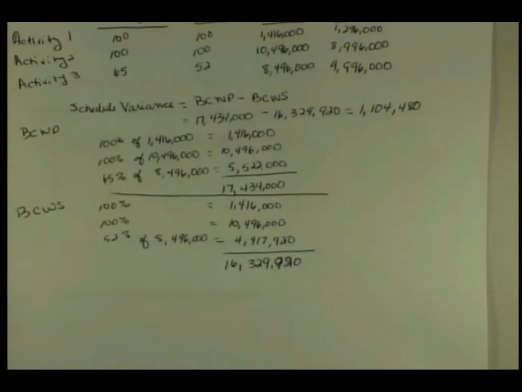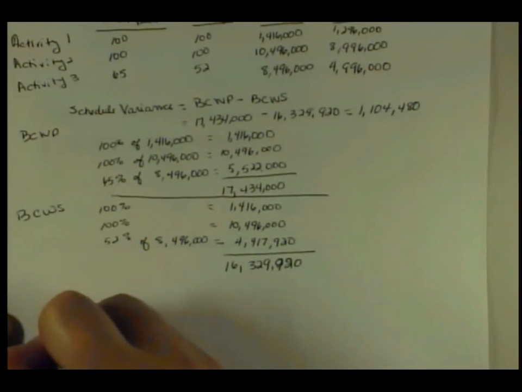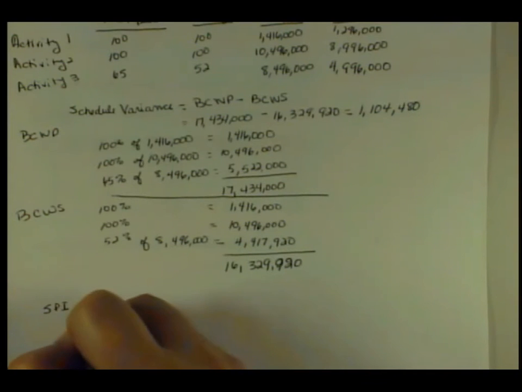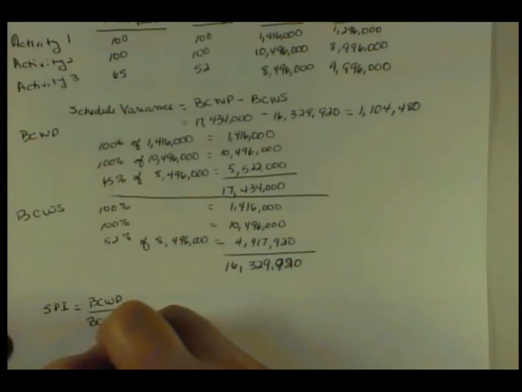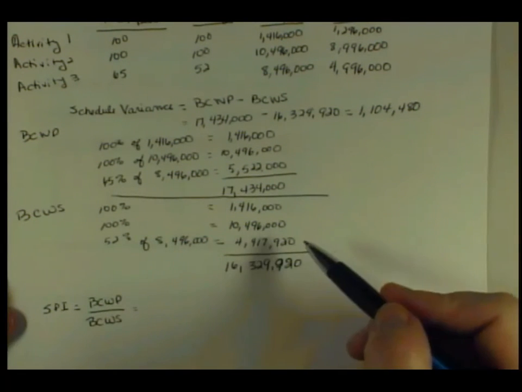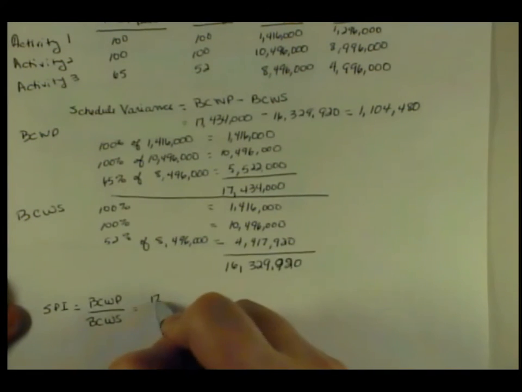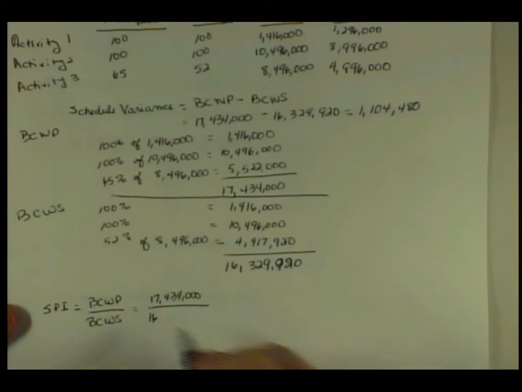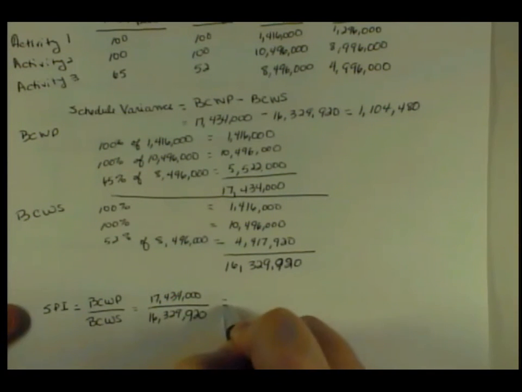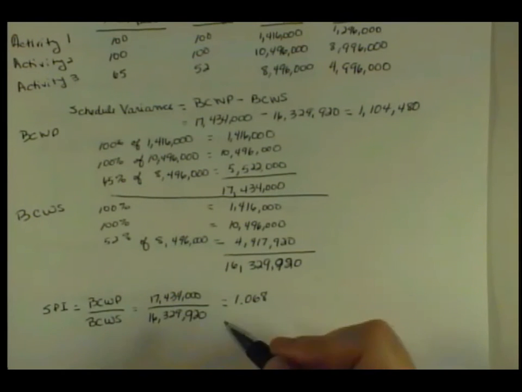Another question is then what's my schedule performance index? I would need to know that my schedule performance index is my budgeted cost of work performed divided by my budgeted cost of work scheduled. So in this case, $17,434,000 divided by $16,329,920 is 1.068. Okay. Does that mean I'm ahead of schedule or behind? Is that favorable or unfavorable? Favorable. Rachel says favorable. She's right. Anything over 1 is favorable.